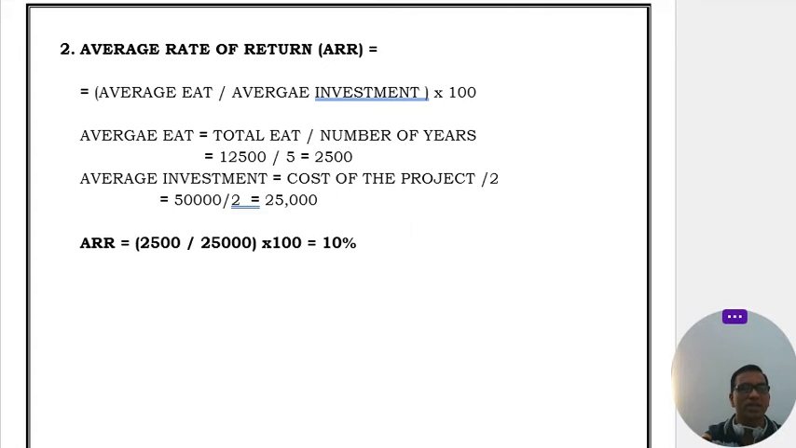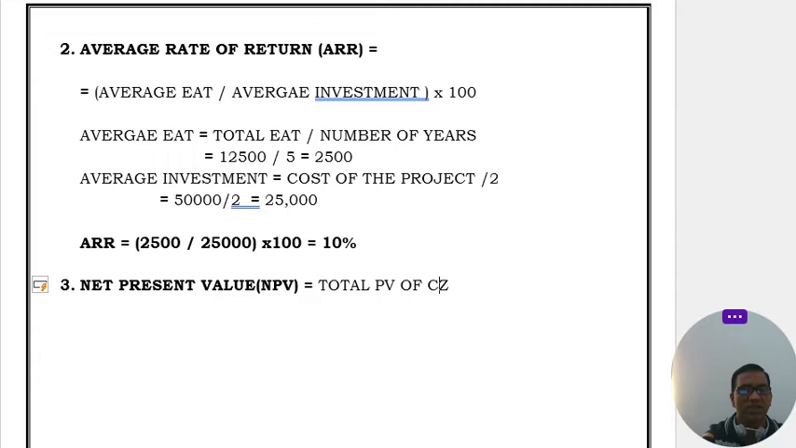And now the next one is NPV, net present value. Same problem, we are calculating all the methods. So what is the formula for NPV? NPV equals total PV of CFAT minus total PV of cash outflow.